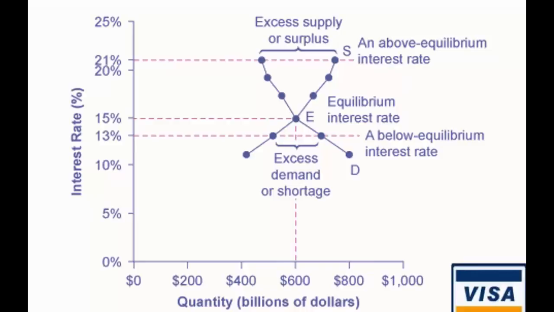At an above equilibrium interest rate, like 21%, the quantity of financial capital supplied would increase to $750 billion. But the quantity demanded would decrease to $480 billion. At a below equilibrium interest rate, like 13%, the quantity of financial capital demanded would increase to $700 billion, but the quantity of financial capital supplied would decrease to $510 billion.